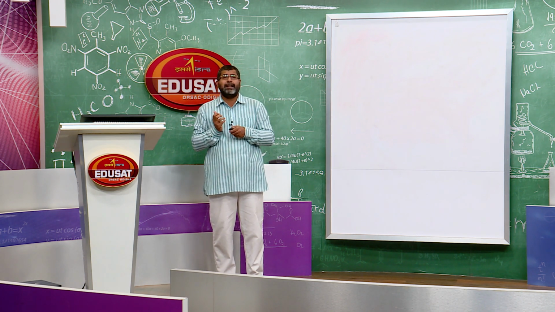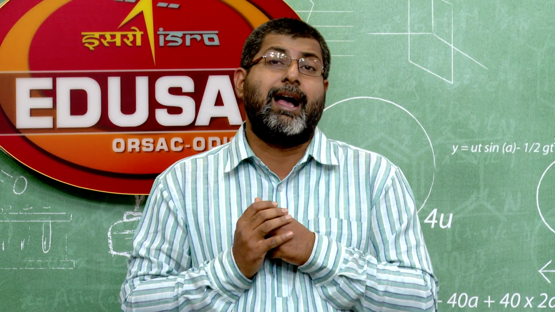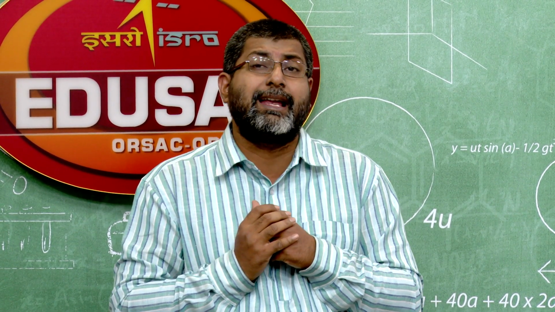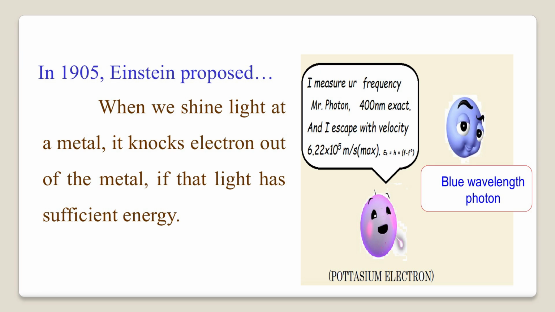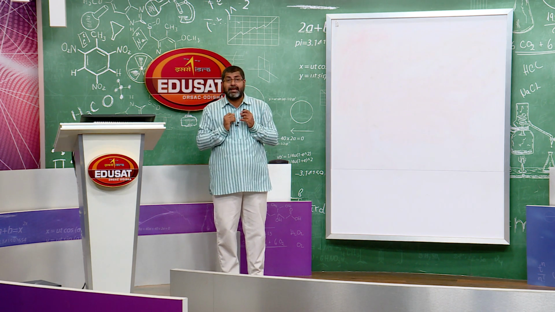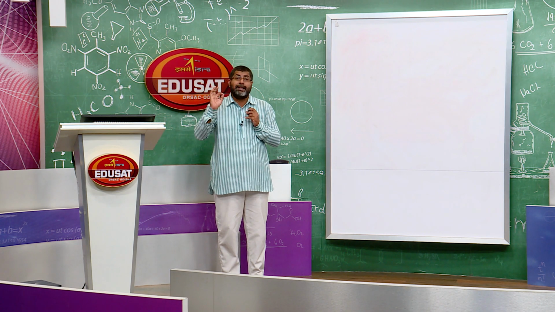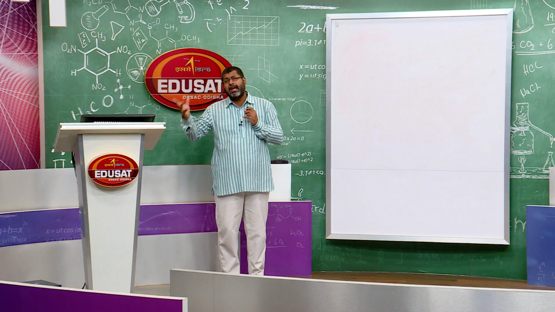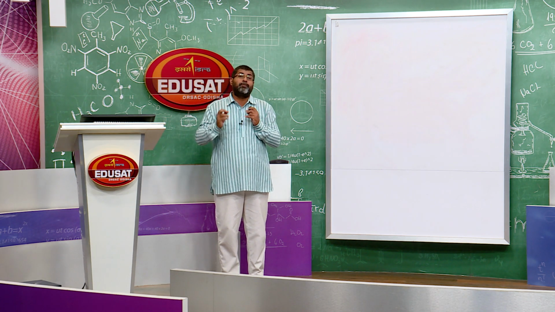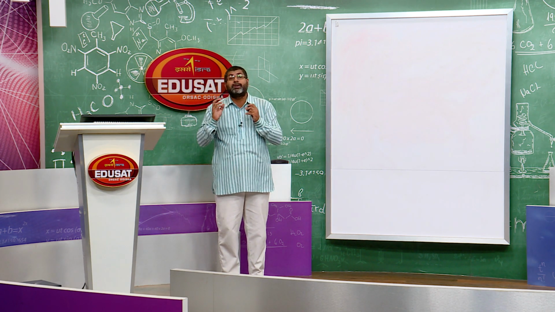Now, with this preliminary idea, in 1905, Einstein performed a famous experiment. When we shine light at a metal, it knocks electrons out of the metal if that light has sufficient energy. And perhaps I can say this is the experiment that confirmed that light also has a particle nature, that light can behave as a particle depending upon the experiment that we conduct.